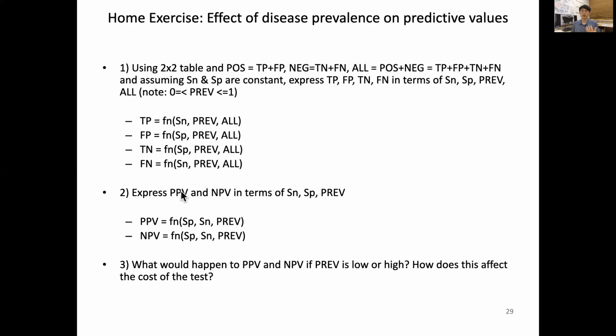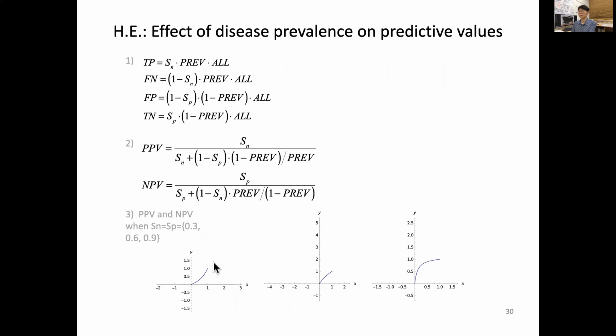Also I want you to consider the positive and negative predictive values in terms of sensitivity, specificity, and disease prevalence. And the third question: what would happen to your predictive values if prevalence is very low or high? How does this affect the cost of your test? Okay, you can spend some time, and here's the answer for you. One thing you'll realize is that, with different values of sensitivity and specificity, I plot the positive predictive value and negative predictive values. Okay, thank you for your attention.